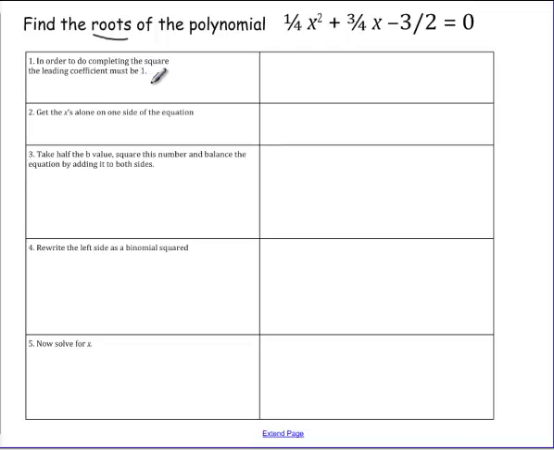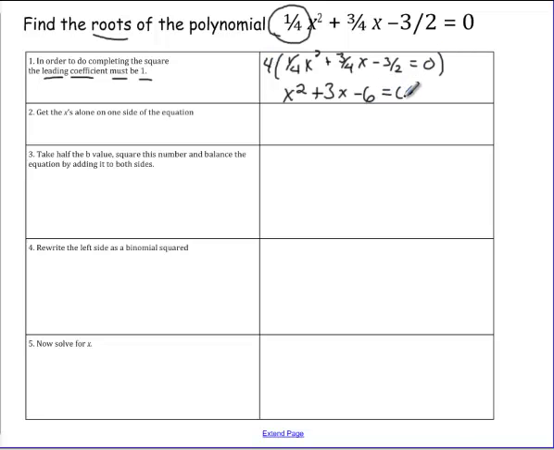Okay, in order to do completing the square, the leading coefficient must be 1. Oh, crap. My leading coefficient here is 1/4. So how am I going to get rid of that? I'm going to take this entire equation and multiply it by 4. Okay, 4 times 1/4 gets me 1x squared. 4 times 3/4 gets me 3x. 4 times negative 3/2 gets me minus 6. And 4 times 0 gets me 0.